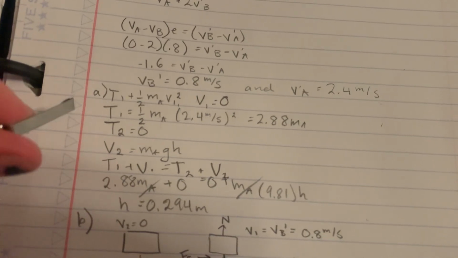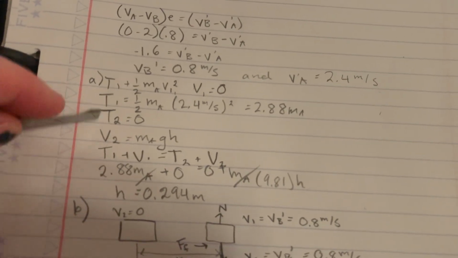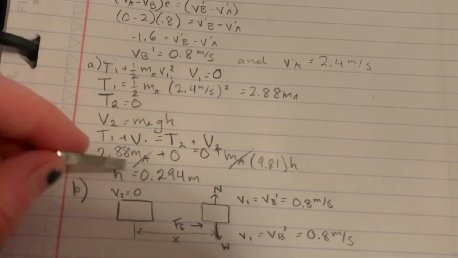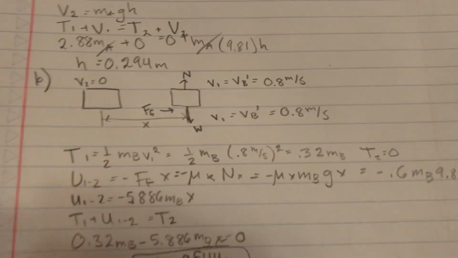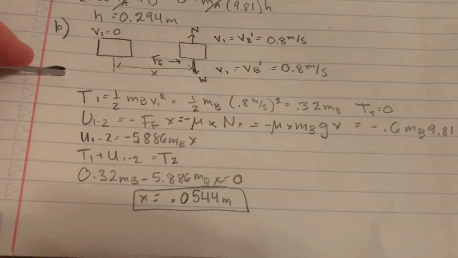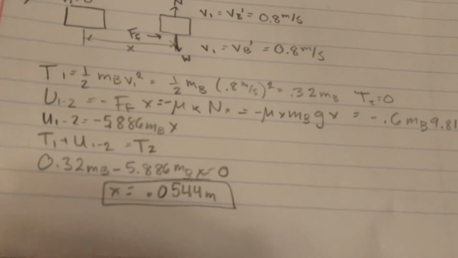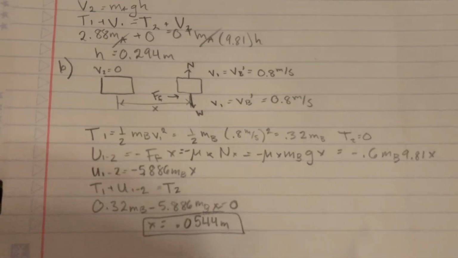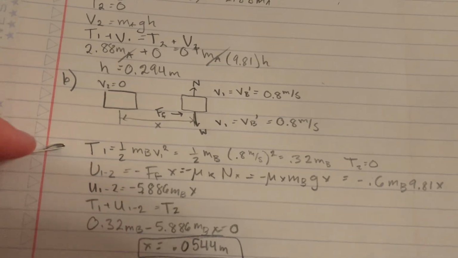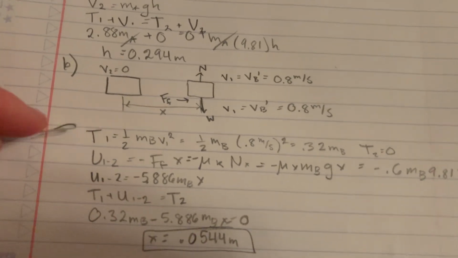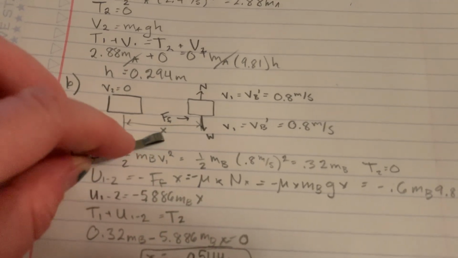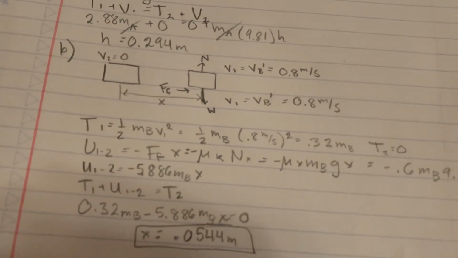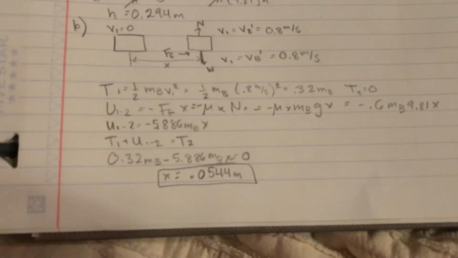And then for part A, we're solving for h. We use this equation. We know that v squared equals 2 g h, and then we just solve for h here. The next part, I have my free body diagram, and it's using work and energy. We're solving for x. We use this equation and plug in x in terms of the friction, and we get an x of 0.0544.